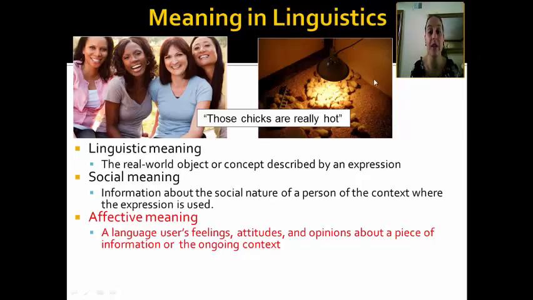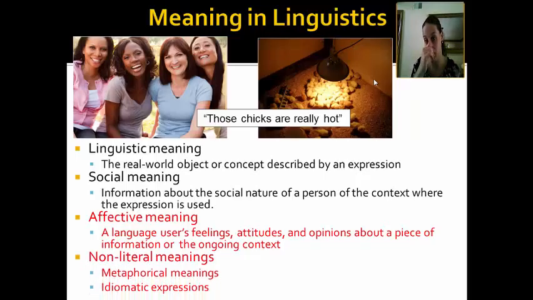Okay, and then the fourth level of meaning engaged in language is the non-literal meanings, so the metaphorical meanings or the idiomatic expressions. And here, as I said before, there are two different meanings. Chicks is a slang term that has been used not only to describe baby chickens, but also in a slang way to describe attractive females. The same thing with hot. Hot has taken on two different meanings: the literal meaning, meaning warm, and then the figurative or metaphorical meaning, to mean attractive.